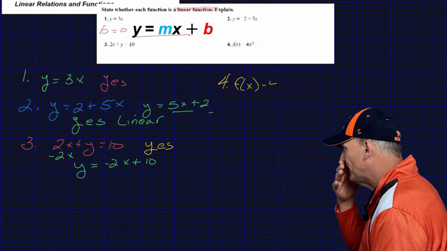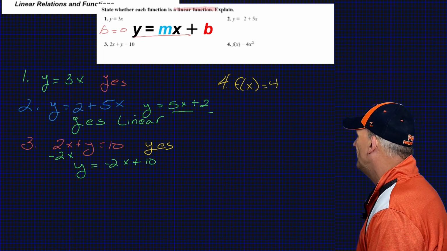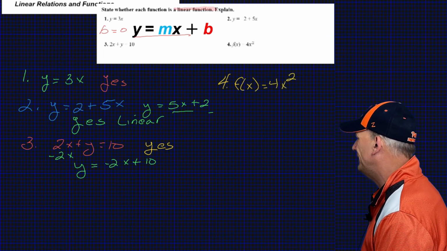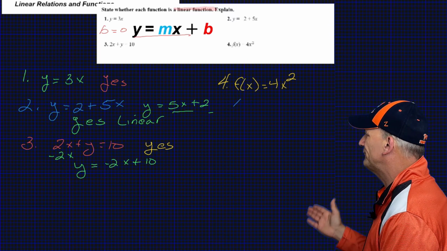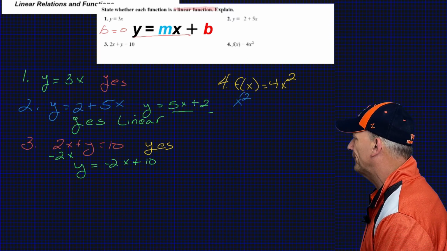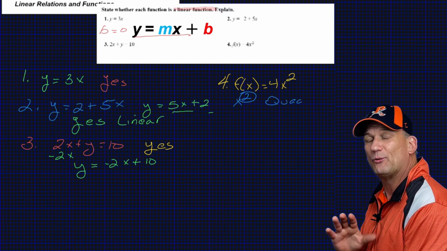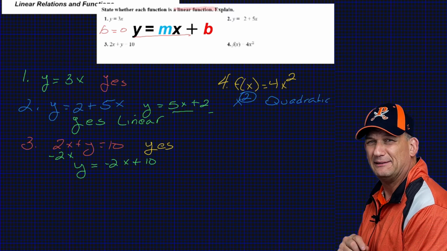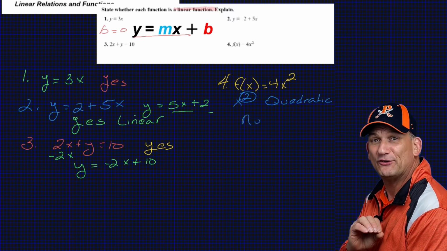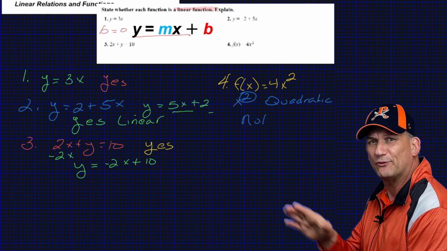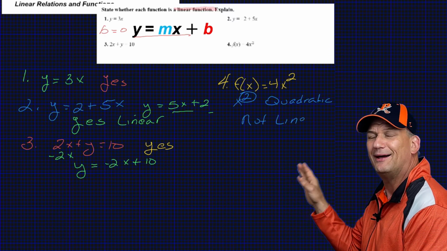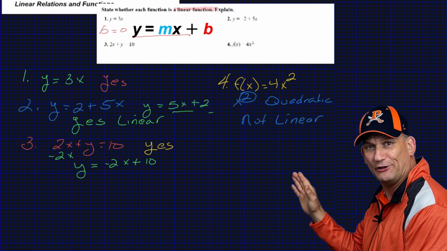All right, number 4. We have 4x squared, okay? Linear? Well, as soon as you see that squared term up there, it is not linear. Do you know what function that squared term represents? If we graph that, it'd be a parabola. That would be a quadratic. Anytime you see a squared term, you know it's a quadratic. So based on this problem, not a linear function.